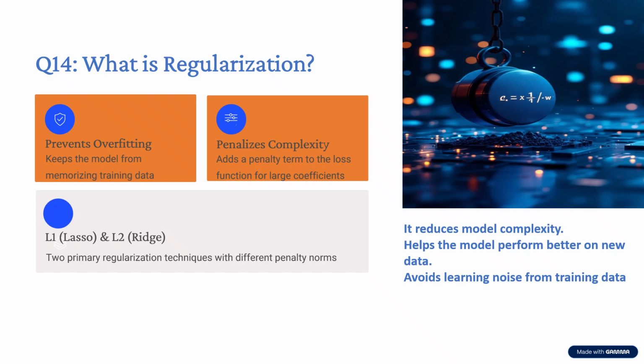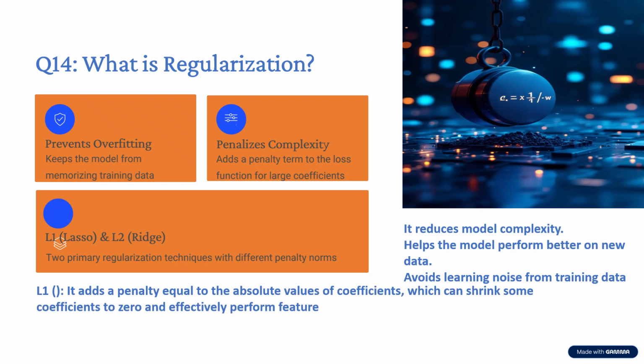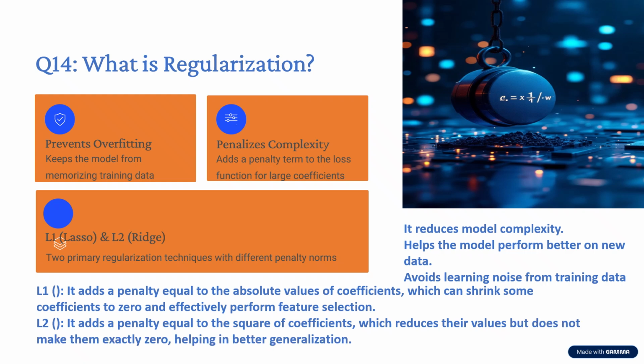Two primary techniques are L1 and L2. L1 adds a penalty equal to the absolute values of coefficients, which can shrink some coefficients to zero and effectively perform feature selection. L2 adds a penalty equal to the square of coefficients, which reduces their values but does not make them exactly zero, helping in better generalization.